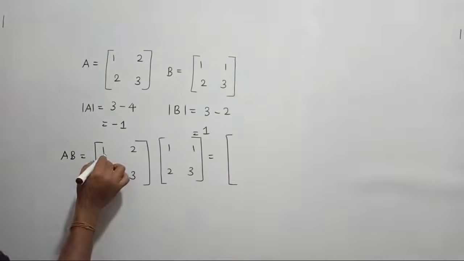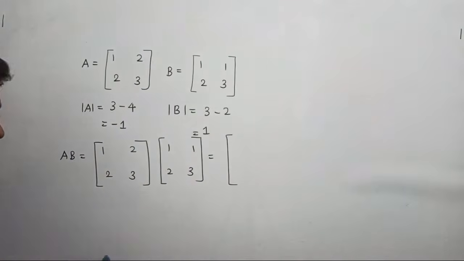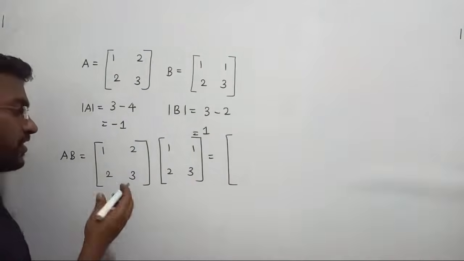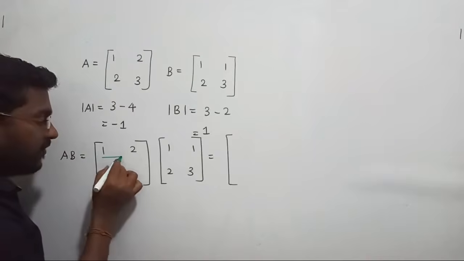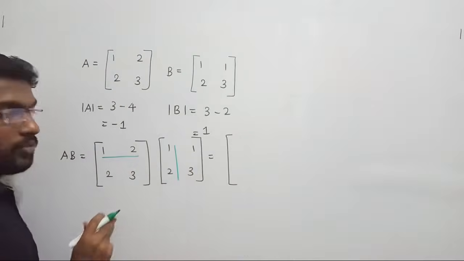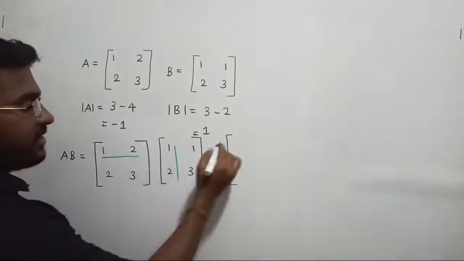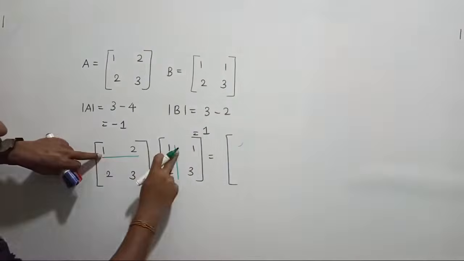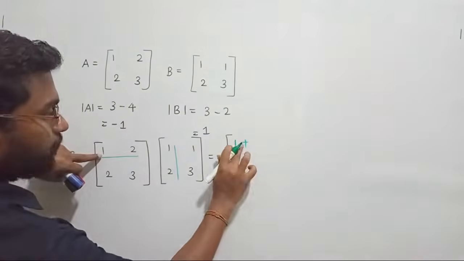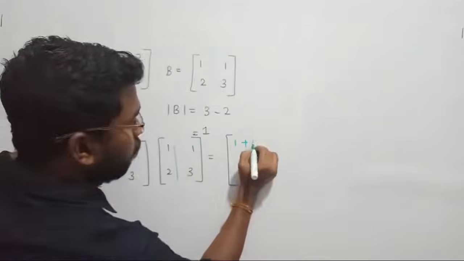We all know, in order to do the matrix multiplication, what we have to do? The first thing is to select the first row with the first column. We have to multiply them, and then that answer will be projected here. 1 into 1, right? Plus 2 into 2 will give you 4, right?